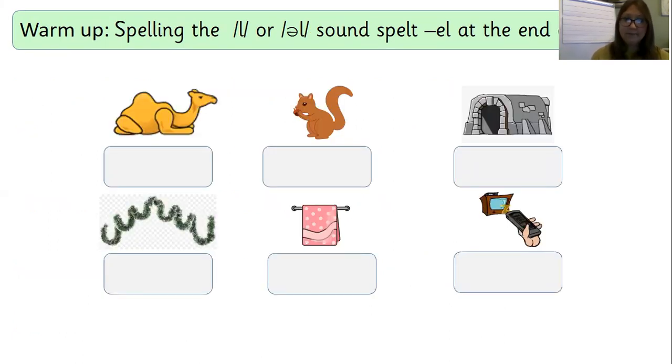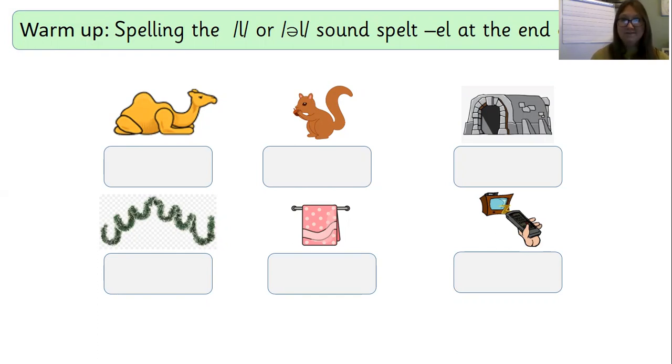So on the board, you can see we've got some pictures, and there's a blank space underneath them. What I would like you to do on your whiteboard or in your book is write the correct spellings. You're going to need to have a look at what you've written to see if it looks right, because some may be alternative graphemes. So the first word I would like you to spell is camel.